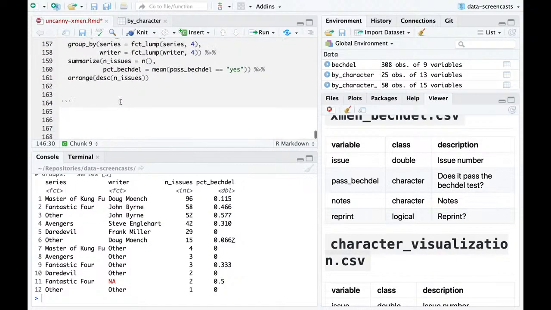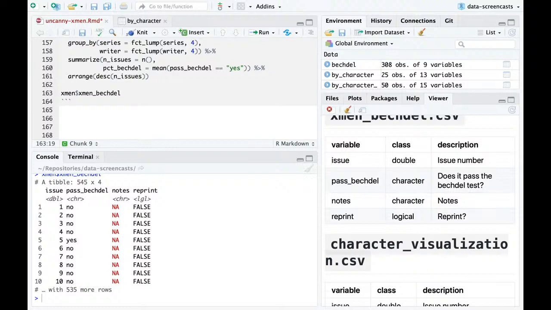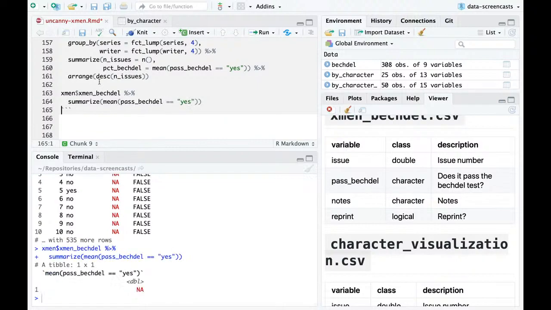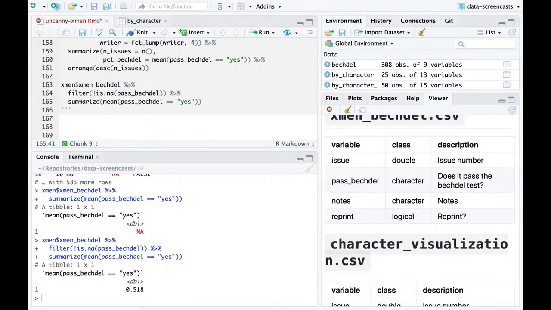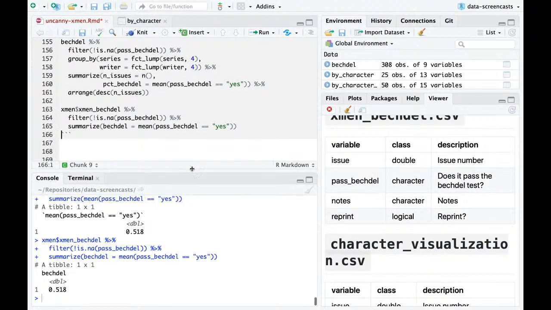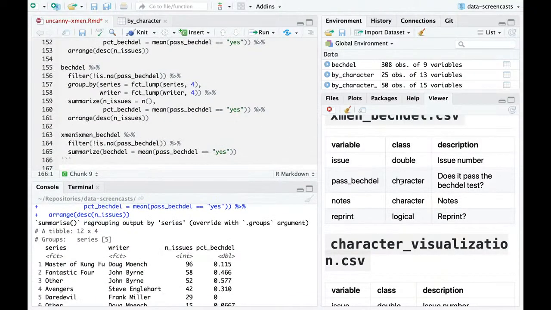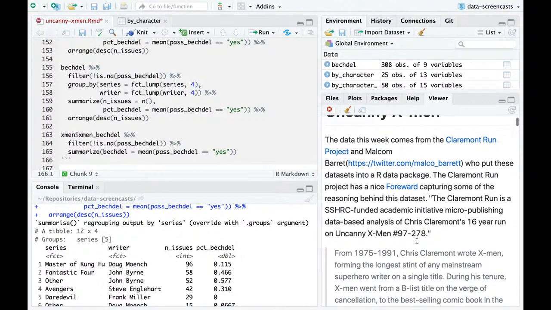So next, moving on. Oh yes, I wanted to look at the X-Men. X-Men Bechdel. One thing I can ask: summarize, mean pass Bechdel is yes, and say filter, not is NA pass Bechdel. All right, so this is a notable result, I'm guessing part of the reason this was included. It's worth noting that compared to these other benchmarks, here's how I'm going to set up this analysis. These are all written by Chris Claremont.